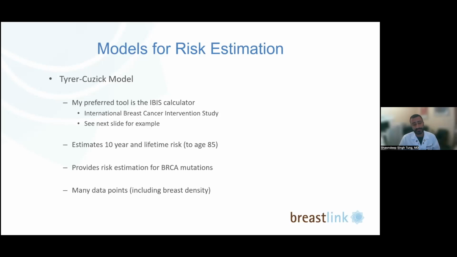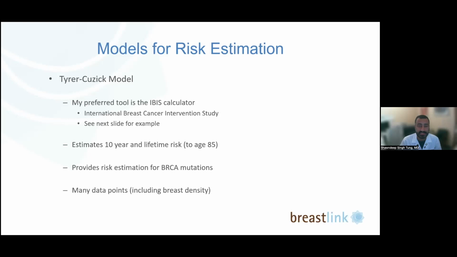Okay, so as I mentioned, risk estimation, there are models out there and there's calculators that we can use to enter information about A, the patient, and B, the patient's family history, and also their personal history in regards to biopsies and things like that. The Tyrer-Cuzick model uses the IBIS calculator. This is my preferred tool. This is what I use for all my patients. IBIS stands for International Breast Cancer Intervention Study.